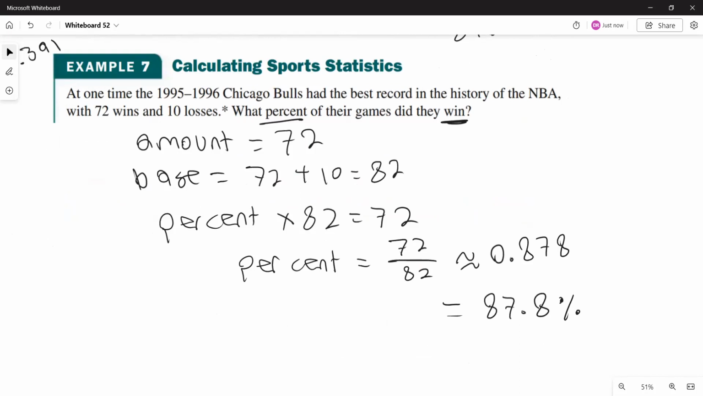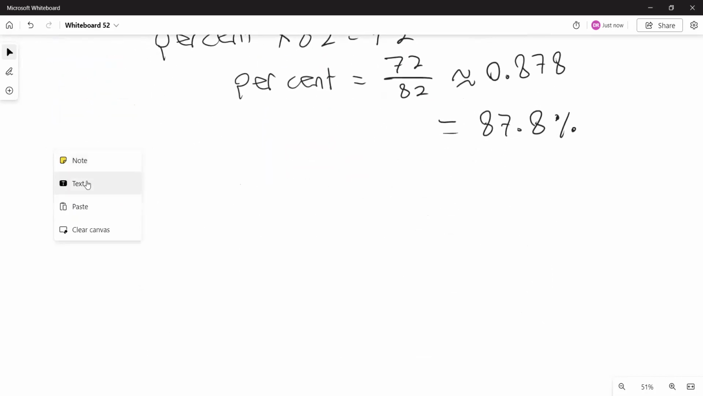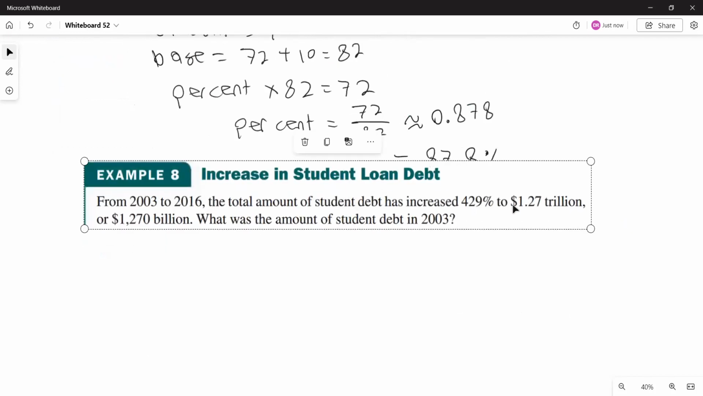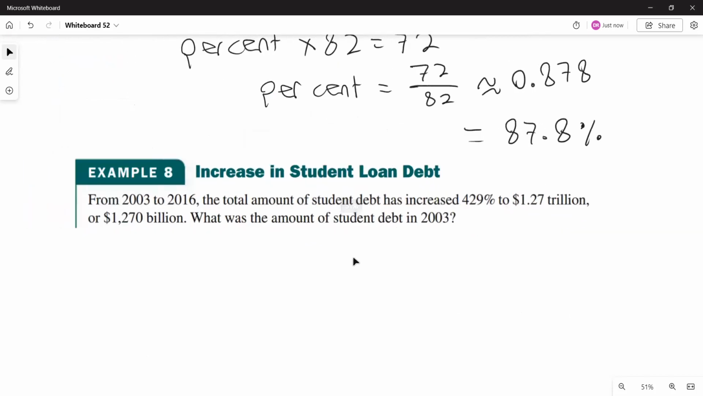There's another application of the percent equation, same page, example 8. From 2003 to 2016, the total amount of student debt has increased 429% to 1.27 trillion, or 1,270 billion. What was the amount of student debt in 2003?